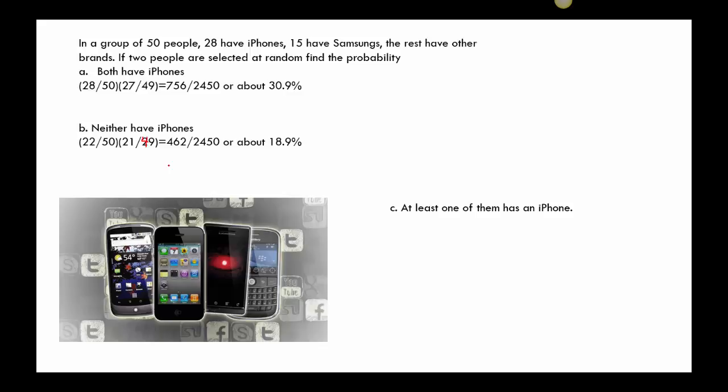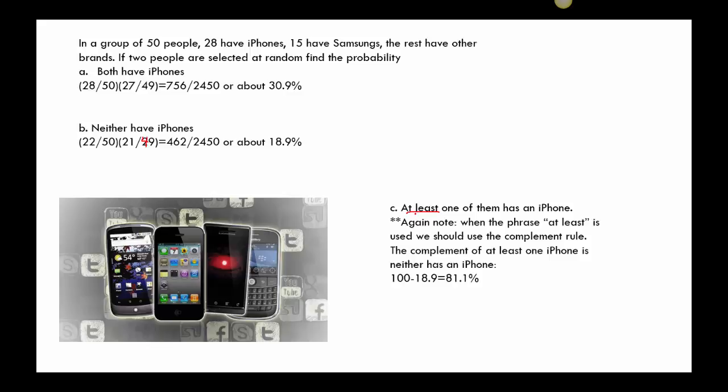Okay. Last scenario, at least one of them has an iPhone. All right, so I keep pushing this point of at least because it's important. So at least one of them has an iPhone says do the opposite and subtract it from 1. Okay. So the complement of at least one iPhone is neither has an iPhone, again, which is what we did in B. So because I put these in percent, I just wanted to show you what a percent would look like. So from the 100% of all the different possibilities of what could happen, 18.9% of them are where they don't have an iPhone. So I do 100 minus 18.9, which is 81.1. So that 81.1 would consider they both have an iPhone, remember that 30.9 we had, or one of the two has an iPhone. So that's all incorporated into here.